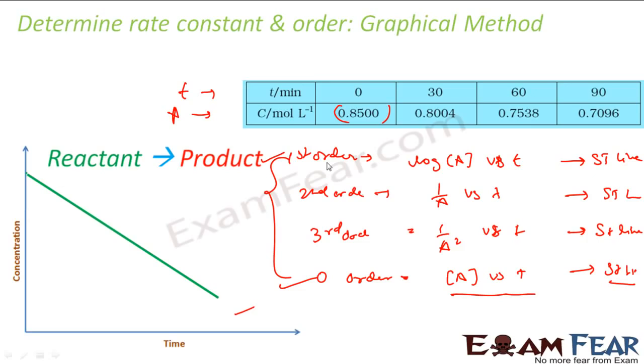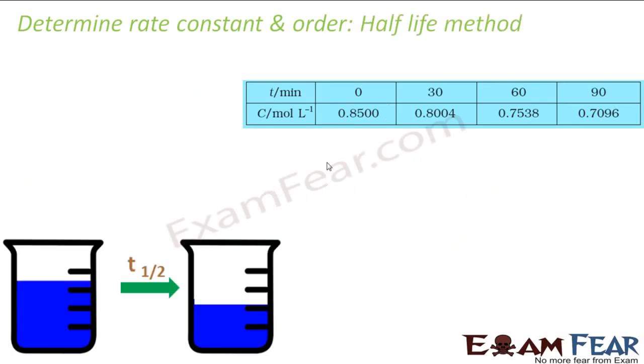Once I know the order of equation, I can easily find the value of K. I know the formula which I have to use. Correct? The last method is the half-life method. This is also used to calculate the rate constant and order. In this case, we know that for the first order equation, my half-life is independent of initial concentration.